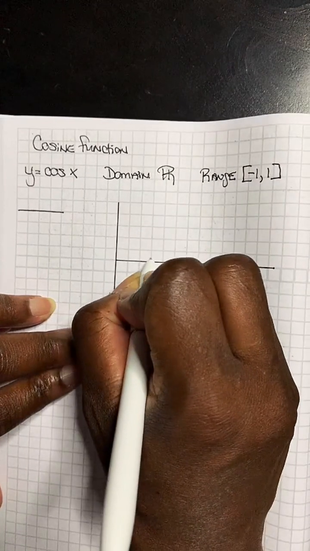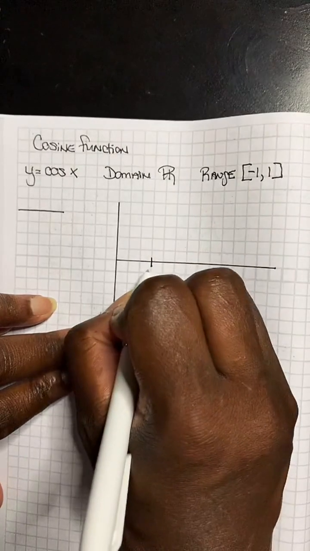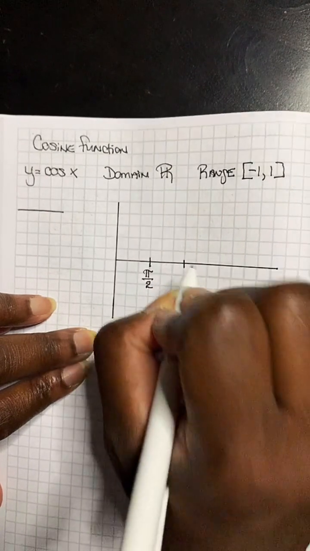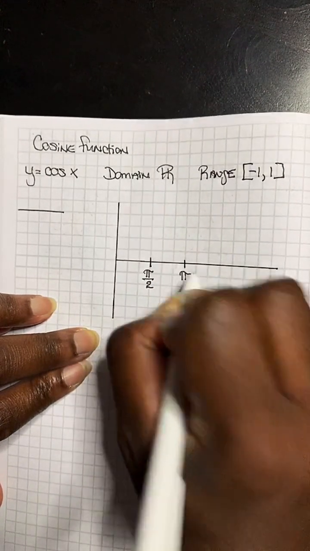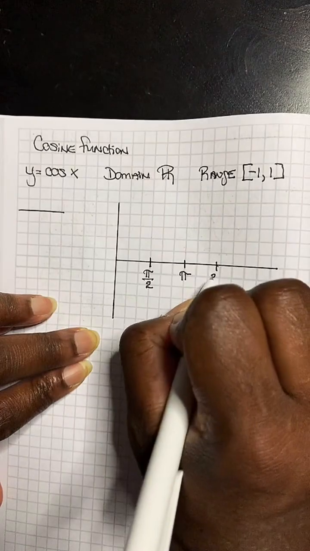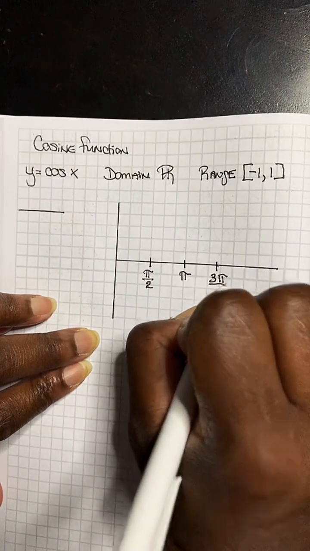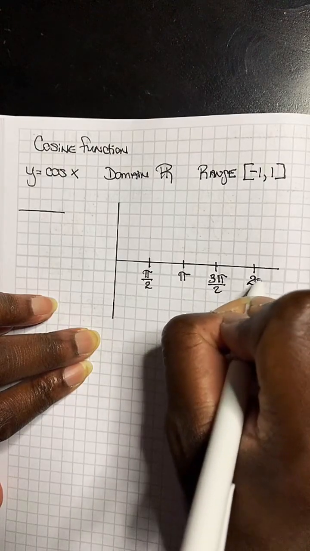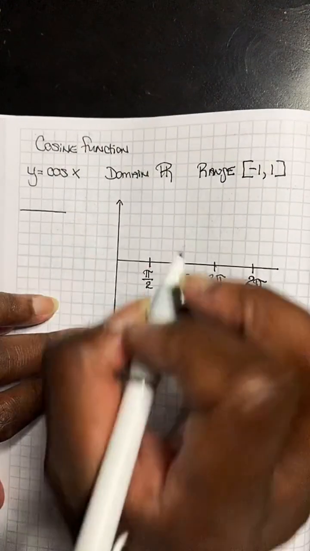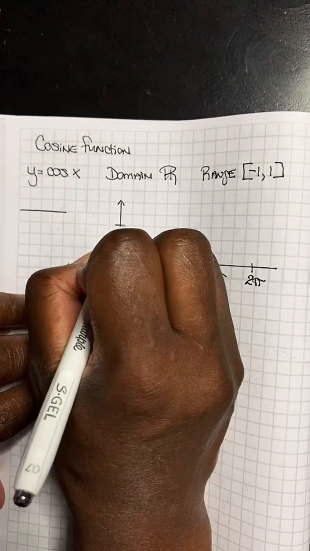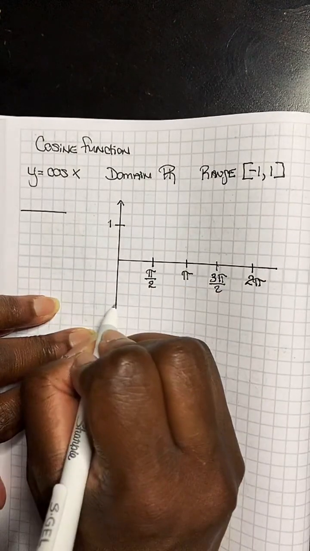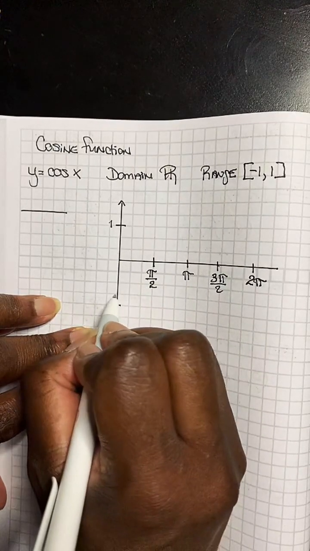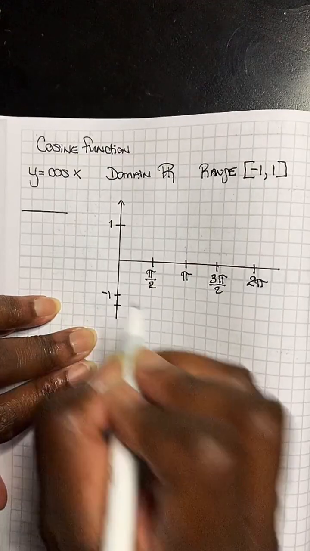So again, this will be your pi over 2. That's your 90 degrees. This is your pi. This is your 3 pi over 2. And this is your 2 pi. So I'm going to say my height here is at positive 1. And my height here, 1, 2, 3, 1, 2, 3, should be here. I drew it a little too long. That'll be at my negative 1.